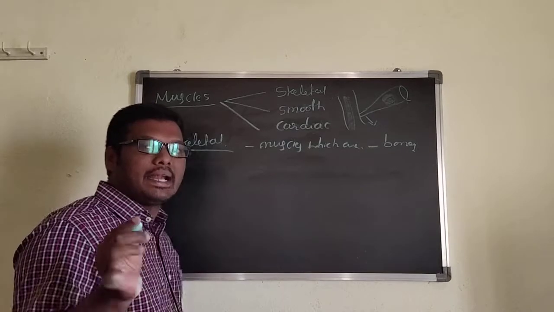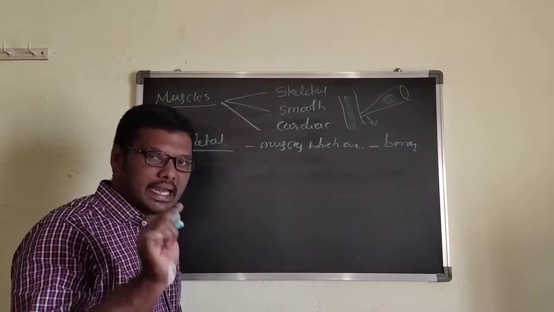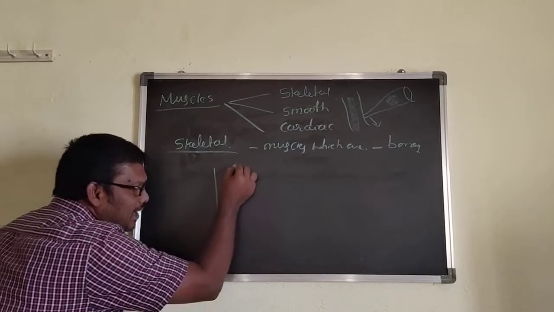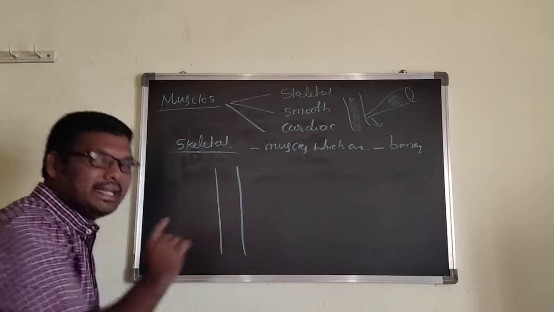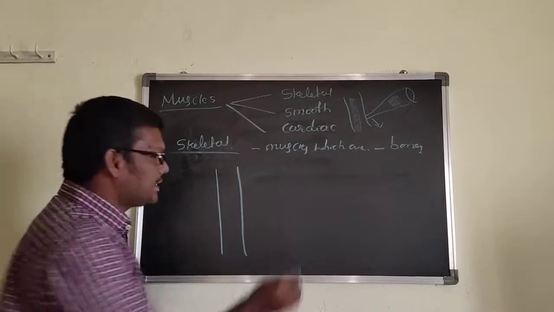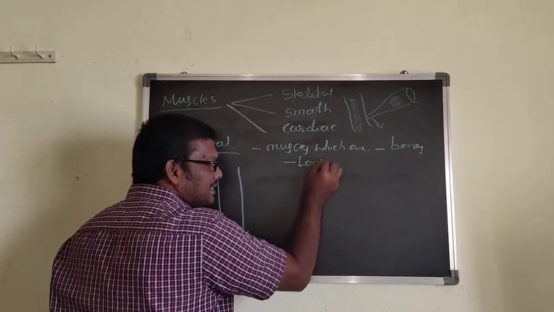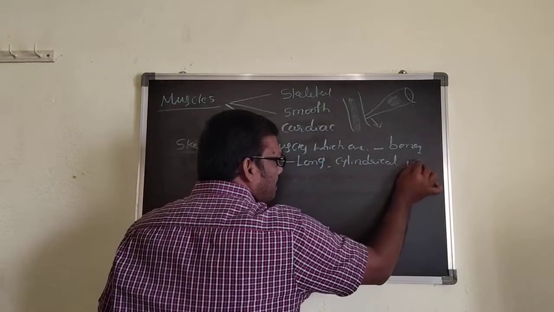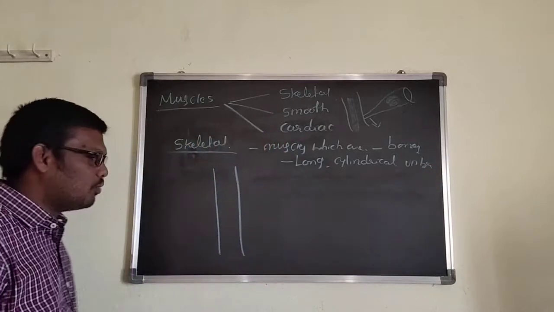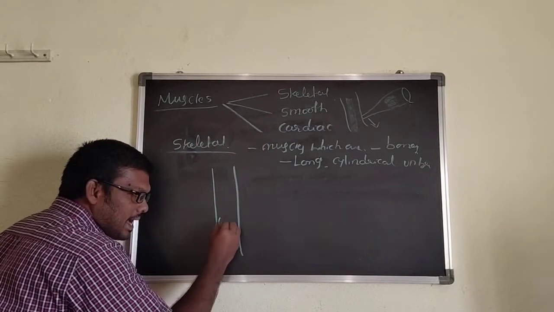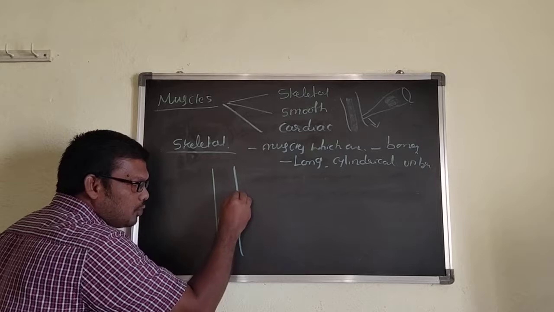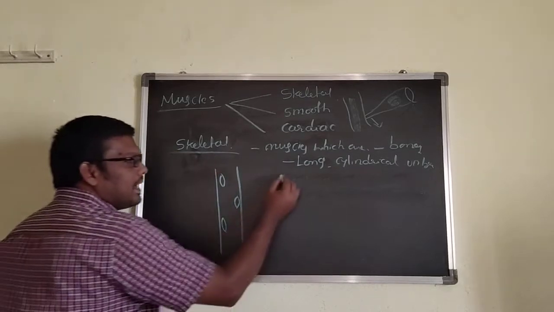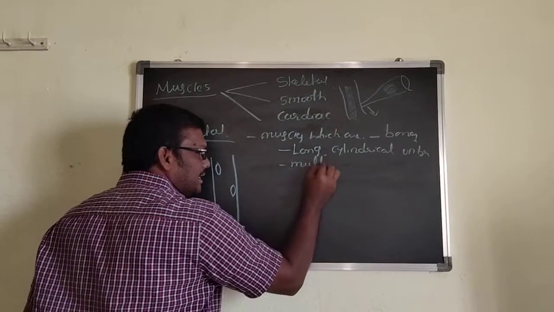The skeletal muscle cell is long, cylindrical, and unbranched, and it has an oval shaped nucleus. It is in the multinucleated condition.